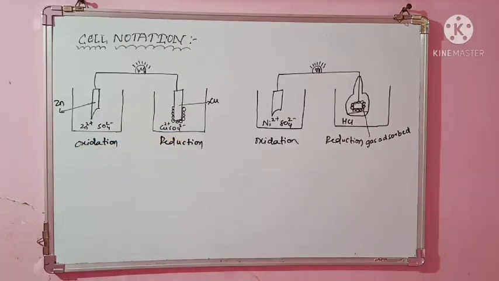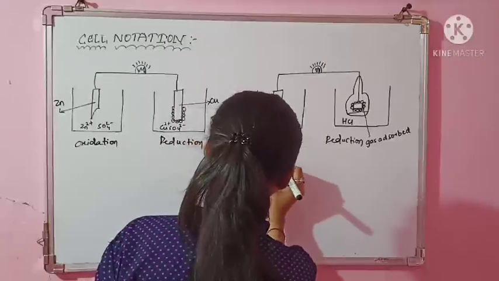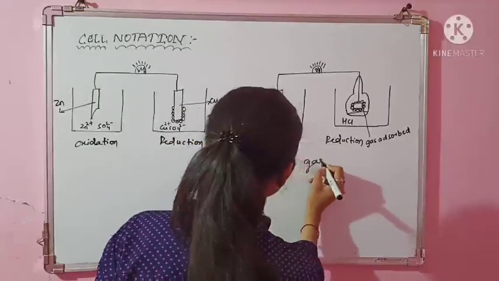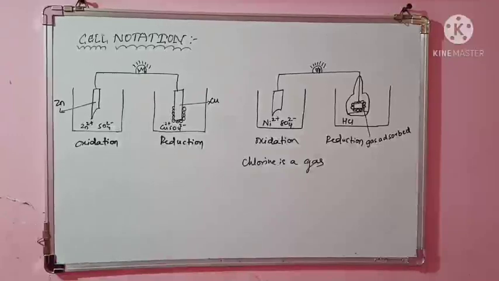Suppose I want chlorine. Since chlorine is a gas, we cannot make a rod of that. Yes, chlorine is a gas. So can you make the rod of that? We can't make a metal rod of that. Since we cannot make a rod of chlorine, being a gas, we have to do something else.